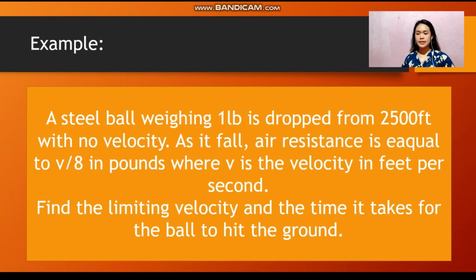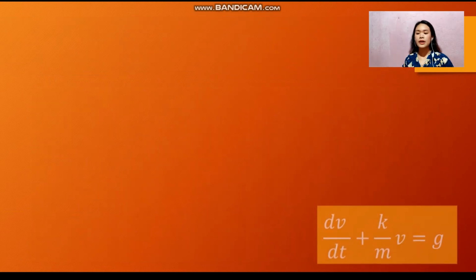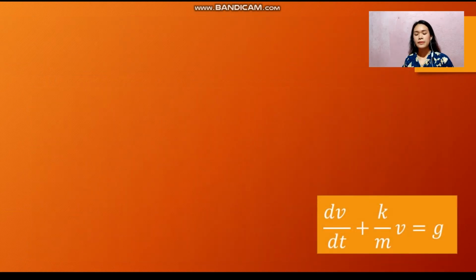So, our example here is a steel ball weighing 1 pound is dropped from 2,500 feet with no velocity. As it falls, air resistance is equal to V over 8 in pounds, where V is the velocity in feet per second. Find the limiting velocity and the time it takes for the ball to hit the ground. So, ito ang gagamitin nating formula, dV over dt plus k over m V is equals to g.